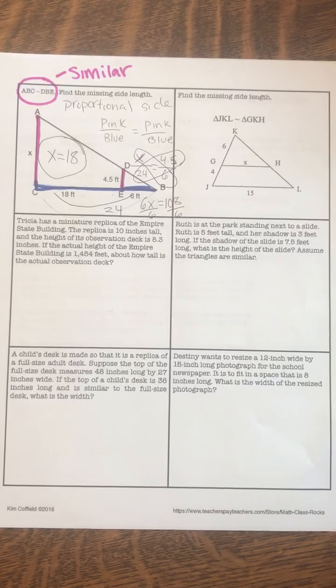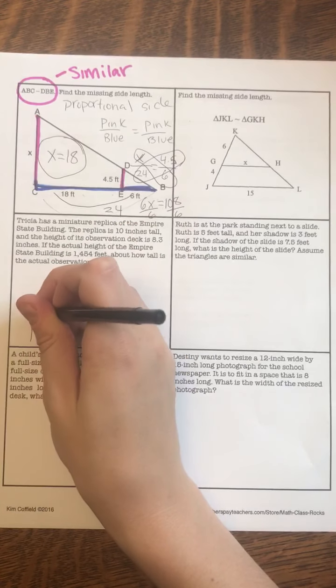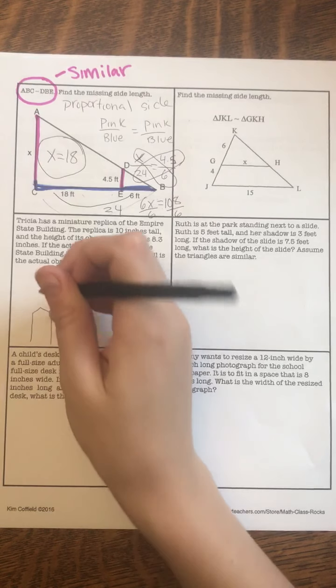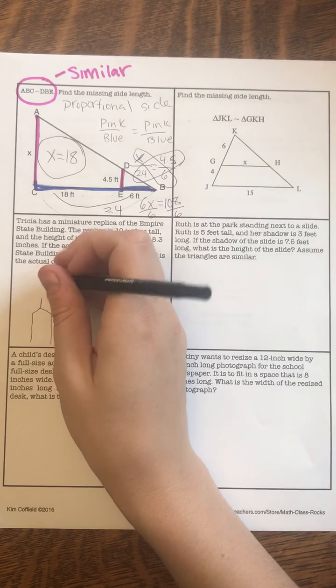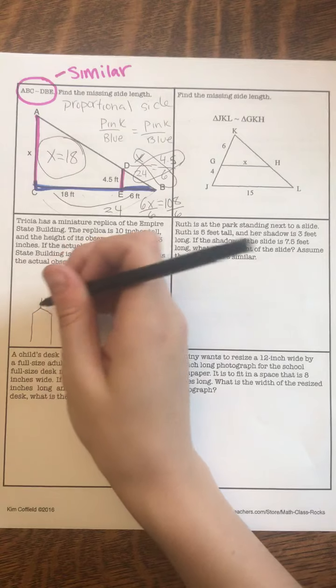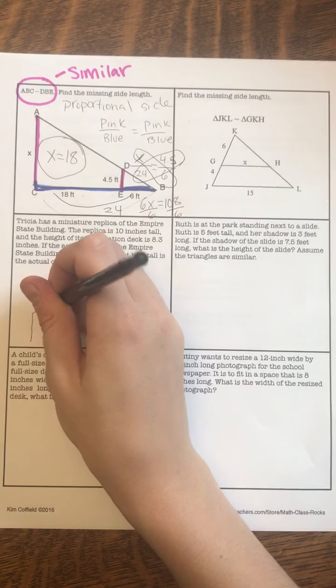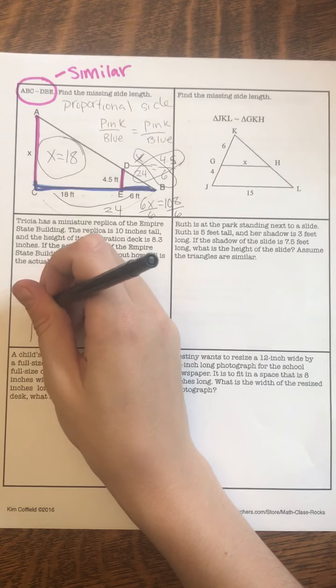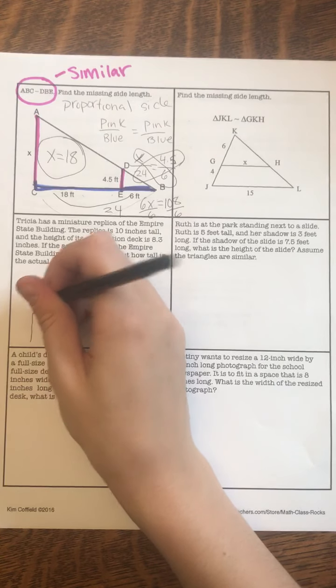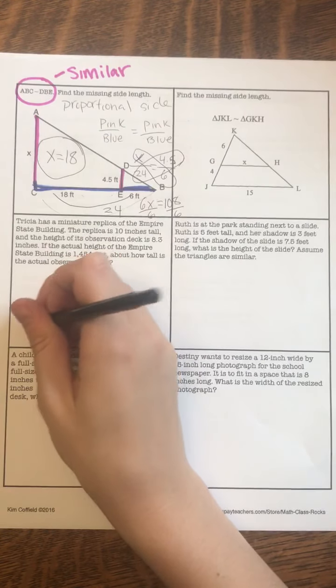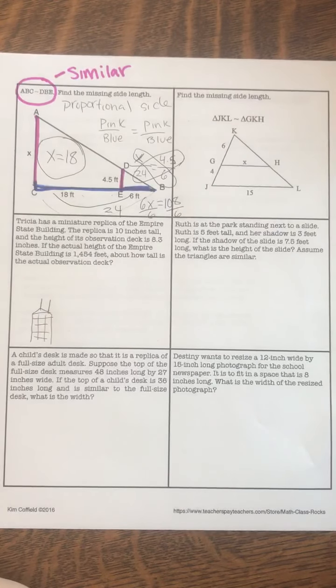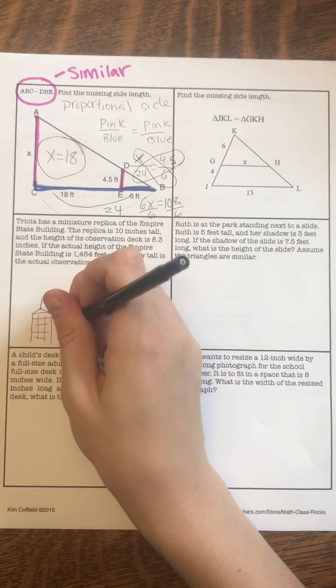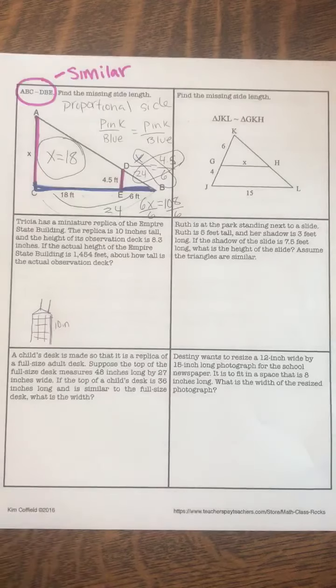Let's look at a couple of these word problems. Trisha has a miniature replica of the Empire State Building. So I'm going to draw this. The Empire State Building, that's like my little building. That's not a great building, but that's what it looks like. Looks kind of like a bug, is 10 inches. So that's the length. I'm going to show that the length is 10 in blue.